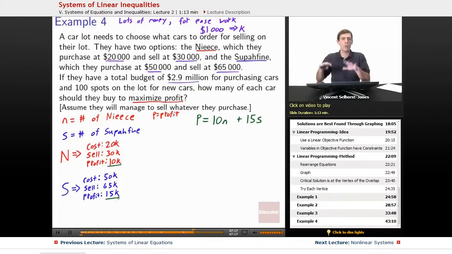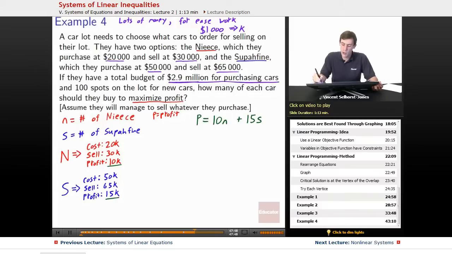Right, we won't worry about it when we're actually dealing with the numbers, the fact that they have the unit of dollars, thousands of dollars. All right, but there are some restrictions here. We were told that there's a restriction of $2.9 million for purchasing cars. So they don't just have unlimited amounts of money to buy cars, right? If they had unlimited amounts of money, they'd want to stock their entire car lot with nothing but superfines. So they'd want to just fill the thing all up with superfines, but they have a cost to these things. So we have to deal with that.